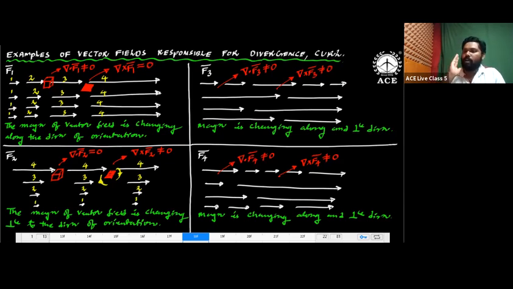How the vector field is changing along the direction and perpendicular direction, how the vector field is changing in three-dimensional space, that information exists inside the curl and divergence. Let me turn the page here. So let me write down the statements here.